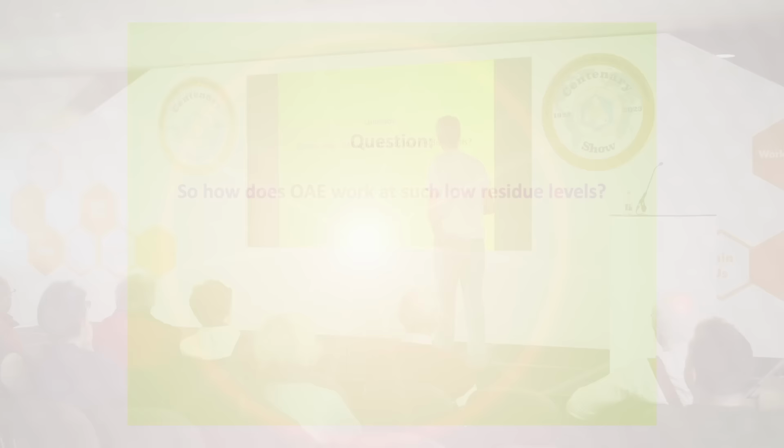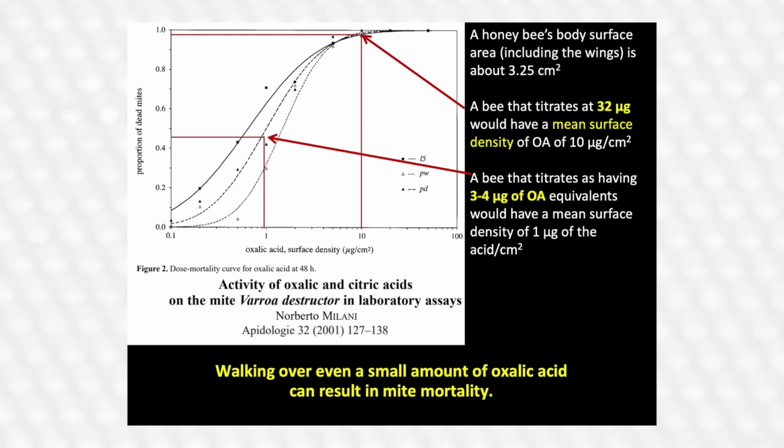So this is a very interesting study out of Milani from 2001 in Italy. He sprayed oxalic or oxalic glycerin on glass dishes and dropped live mites in, let them walk for an hour, then put them on live pupae and checked for mortality after 24 and 48 hours. Short story: if I'm titrating at 32 micrograms, you would expect 100% mortality after 48 hours. At that very low microgram level, 1/10 of that, the 3-microgram level, you still expect to have 40% or so mortality if a mite happens to step on that bee.